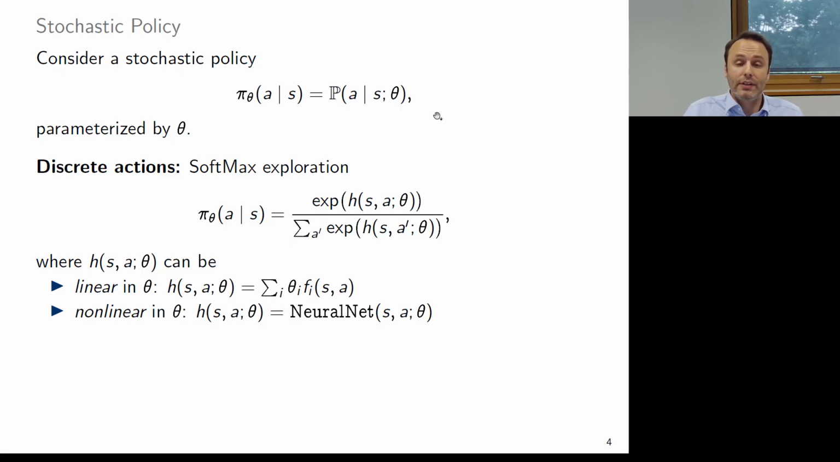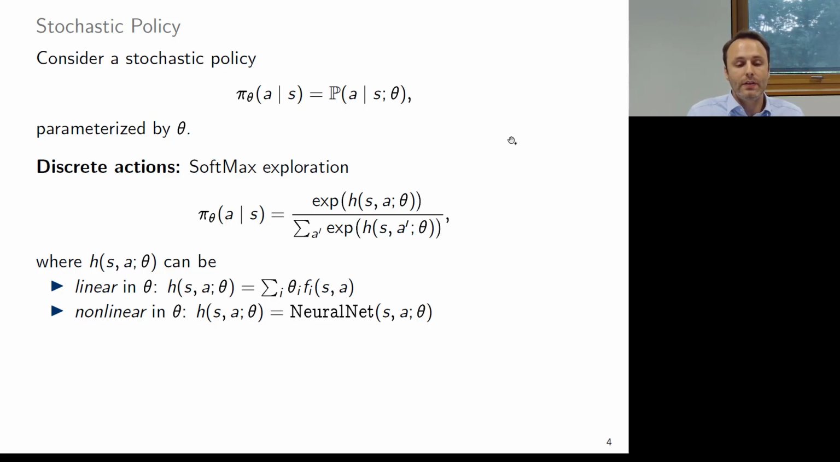For these discrete actions, the softmax exploration is a commonly used specification, and it's also known as Boltzmann exploration. Now, in this specification, we have a numerical value that is given by a function of the state action pair and the parameter, and we put that into an exponential function so that it becomes positive. And we do that for all the actions.